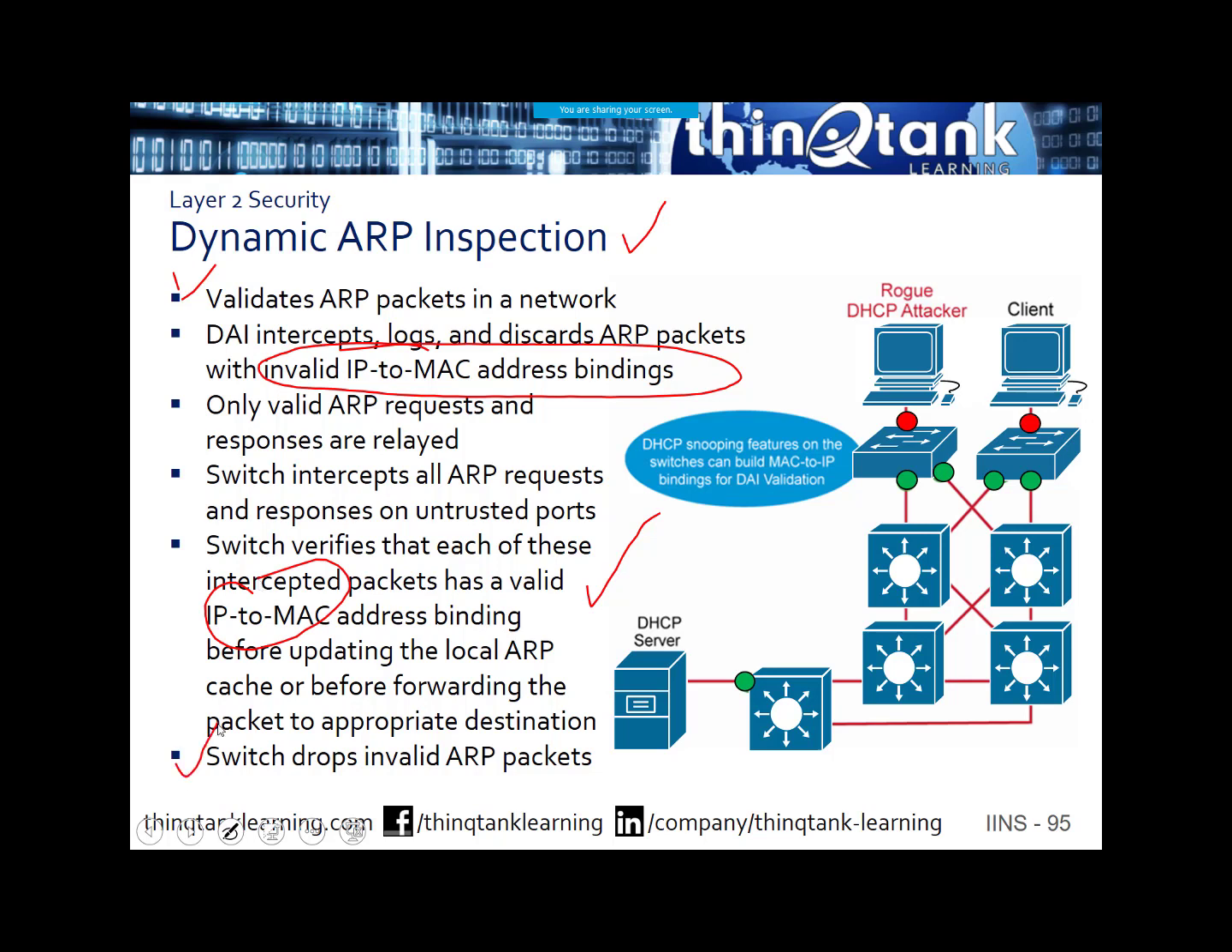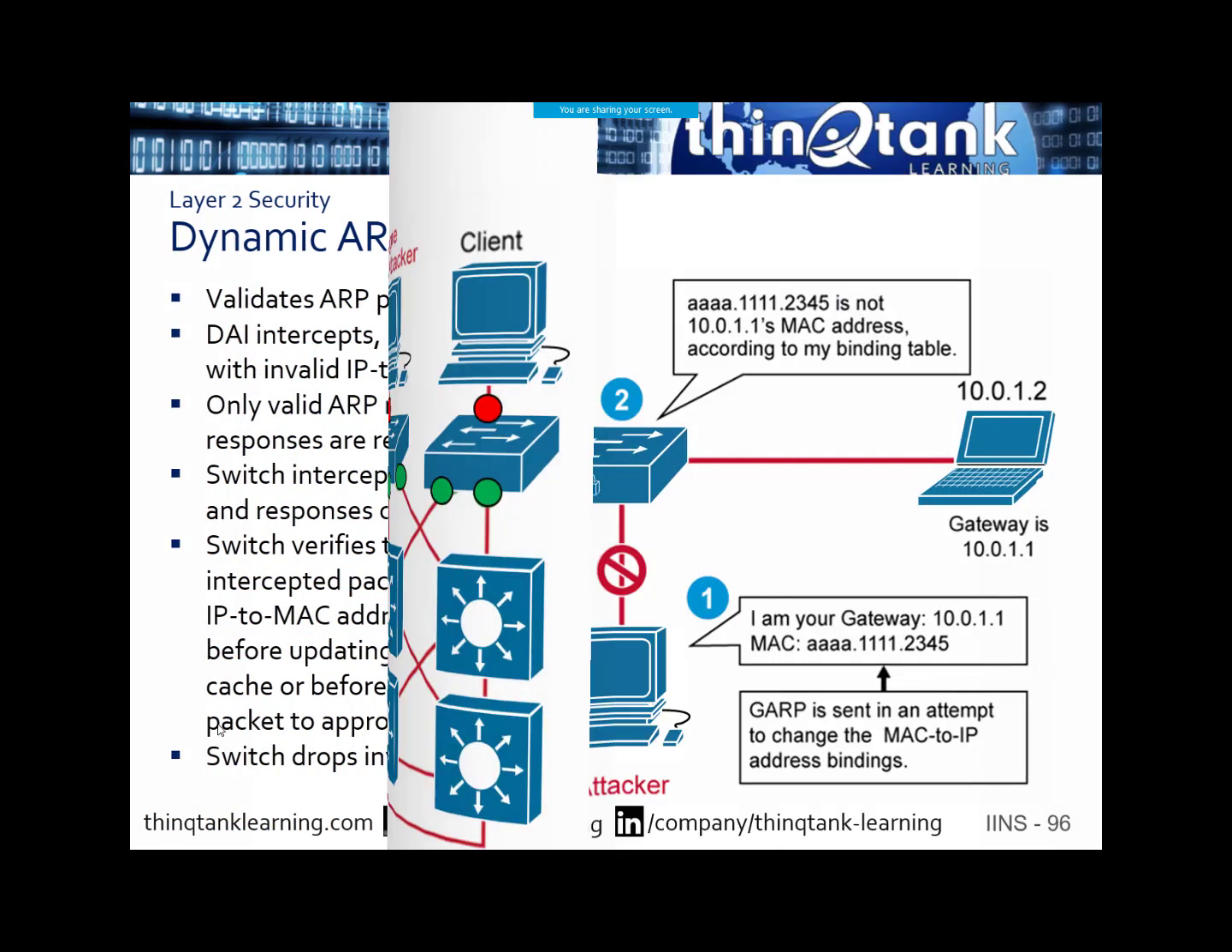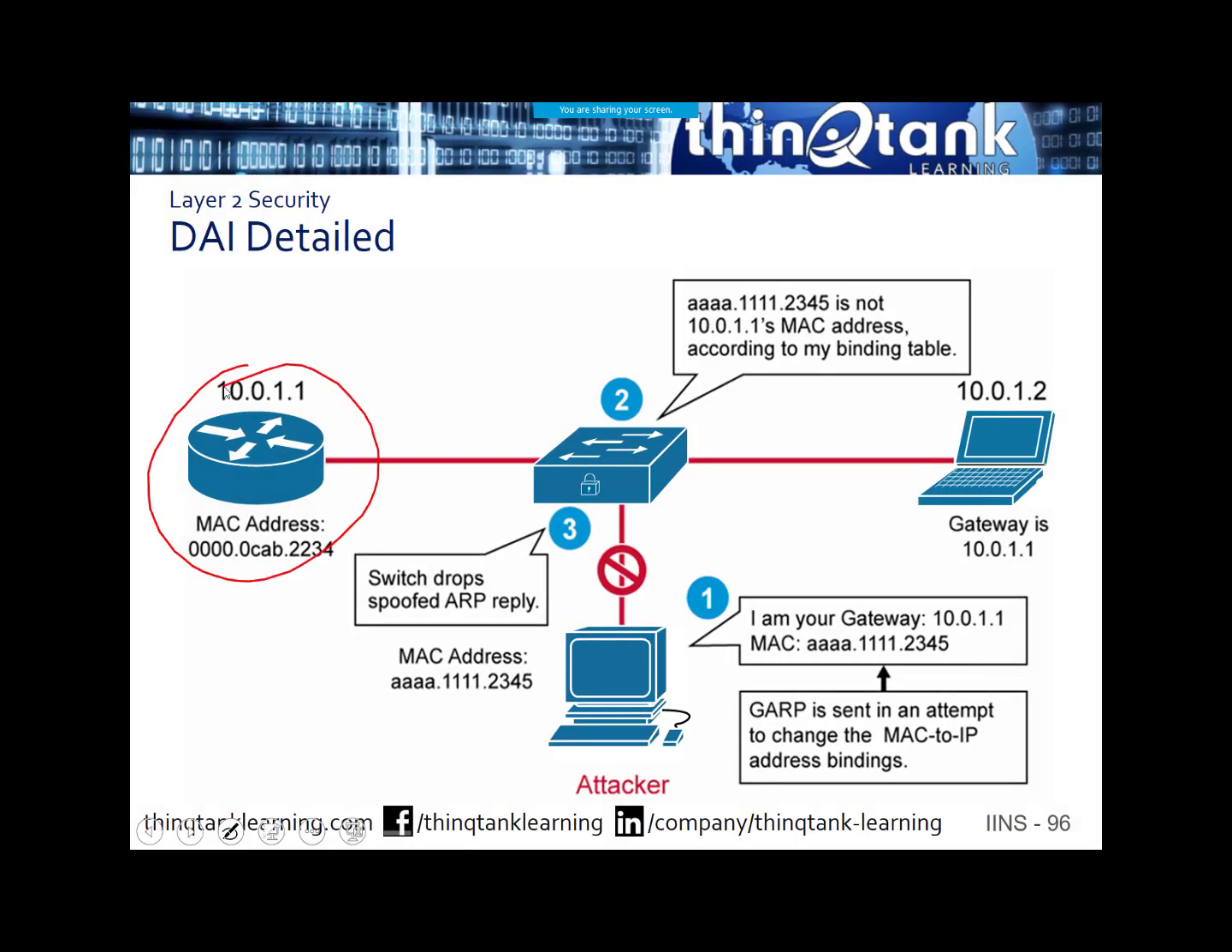All of the invalid ARP packets get dropped. So here's the scenario. Router here, MAC address 2234, okay? Gateway is 10.0.1.1, so obviously this traffic needs to go to 2234. All right, now let's say my attacker machine connects to the network.